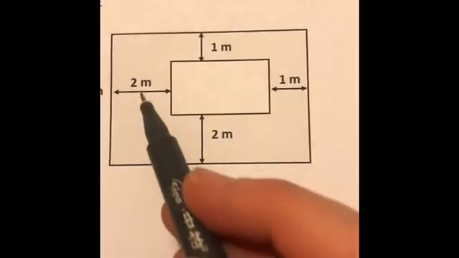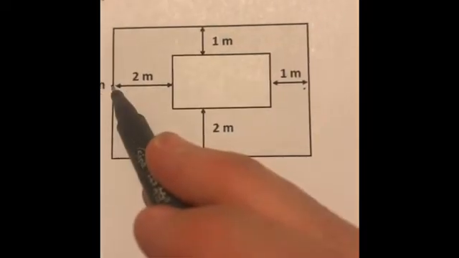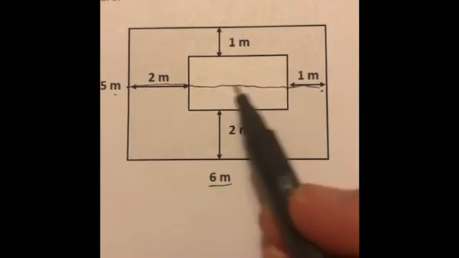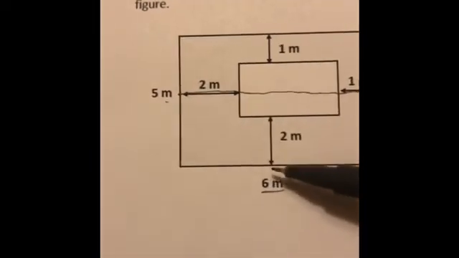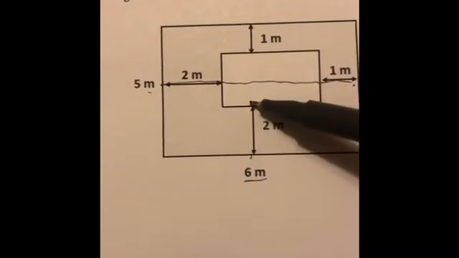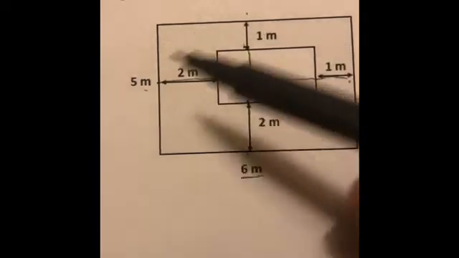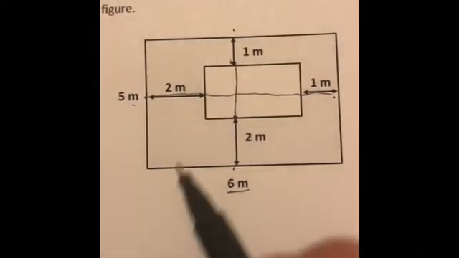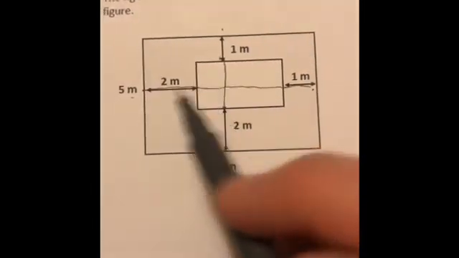If you know that this is 2 meters and this is 1 meter, but all together it's 6 meters, what does this length equal? You can do the same thing on this side. This is 2 meters, this is 1 meter, but this whole thing is 5 meters, so what would that equal? Figure out the length and the width and subtract it from the area of the hole.